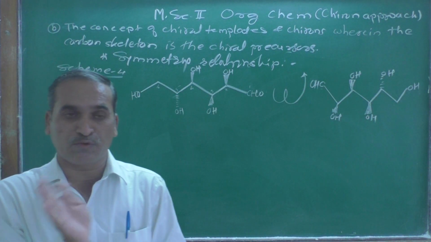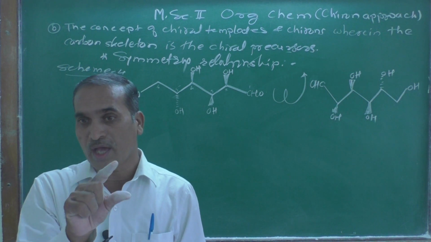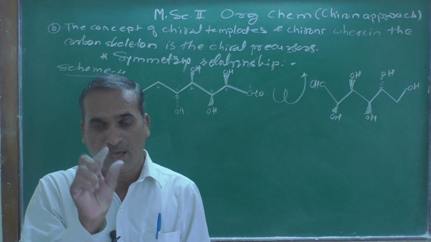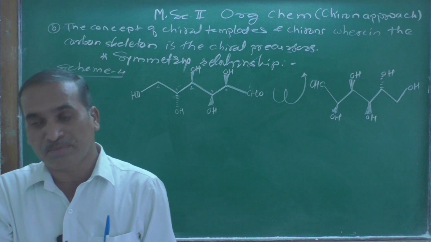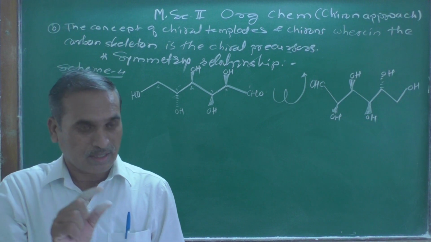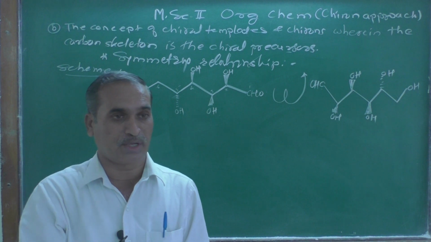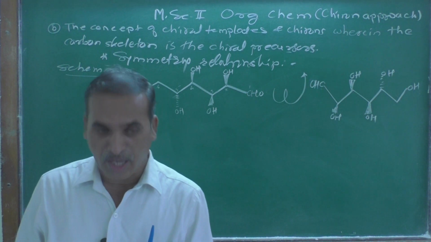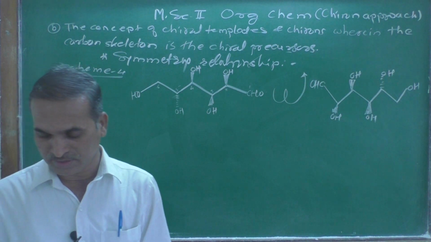We are trying to find out the symmetry, because you have the parent carbon framework in the natural product, and then we can obtain it as chirons, and chirons further will be obtained from the chiron templates, or what we can call chiral precursors.